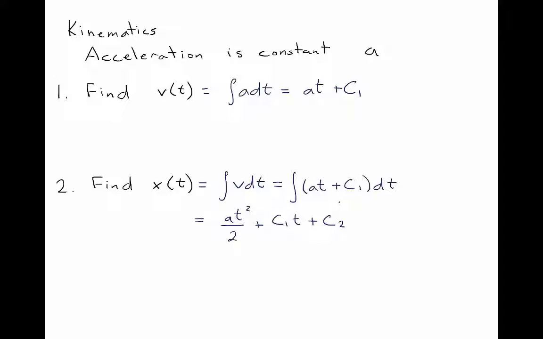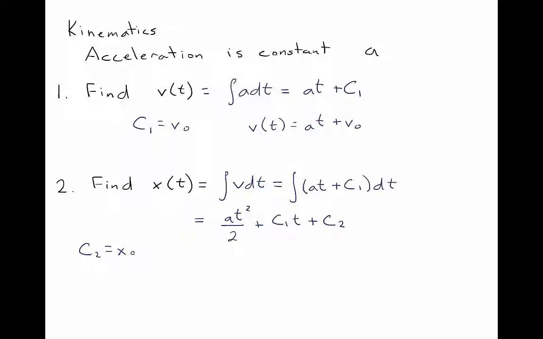Now I want you to take a moment to think about what these constants are in this case. You can probably figure it out just by thinking about the kinematics equations that I'm sure you all know and love. So C1 is your initial velocity. So velocity is AT plus V naught. And C2 is your initial position, which is often defined to be 0.